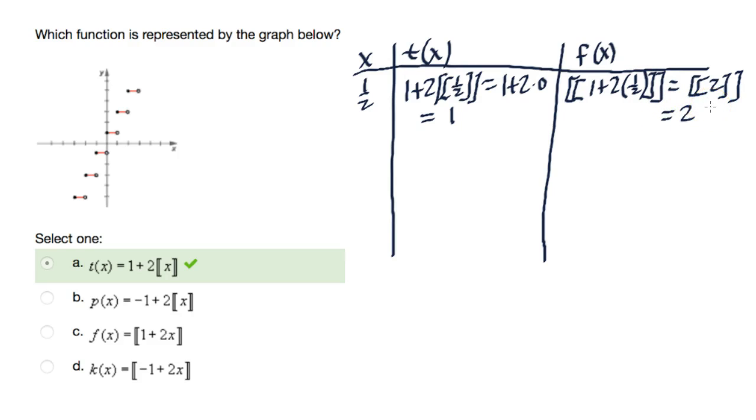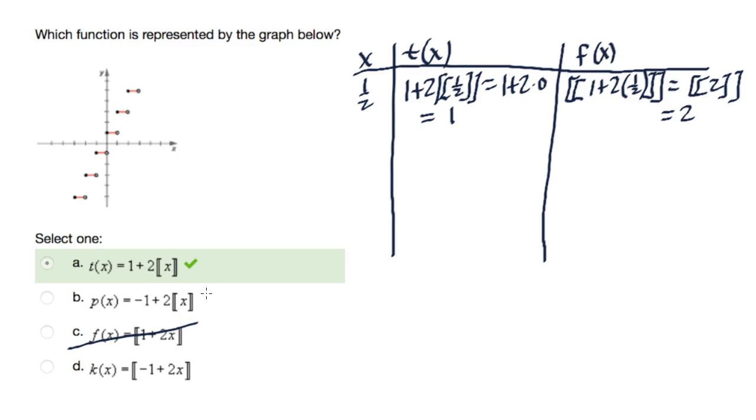So just from right here, we can already tell that f of x is not an option, because when you plug in 1/2 into the function here, it's up by 1. And so we have an output of 2 using the f of x function. So we know that f of x is not a possibility. So we can ignore that function.